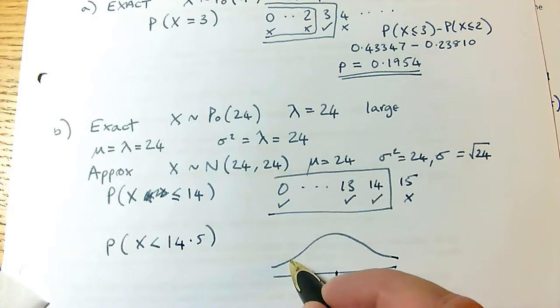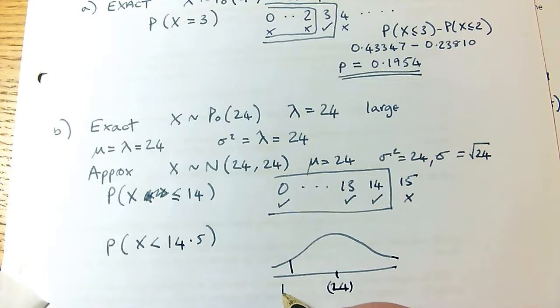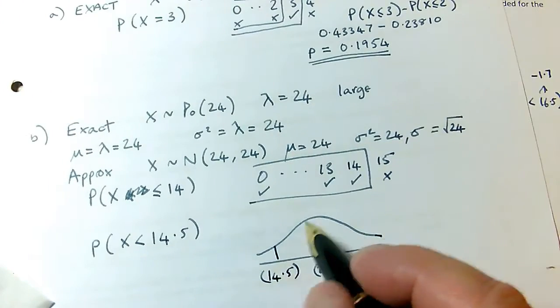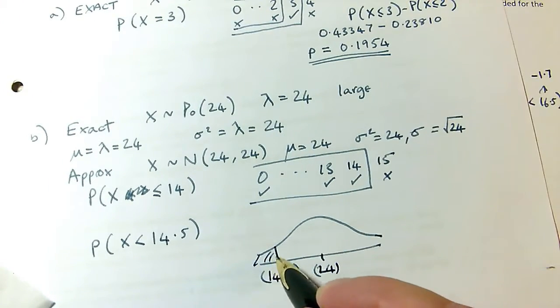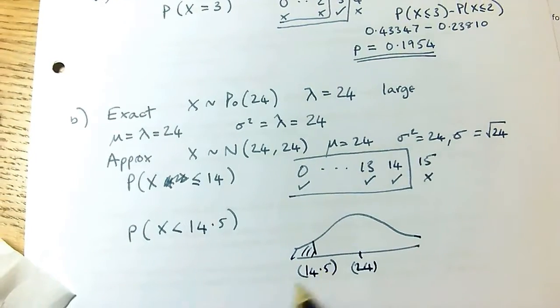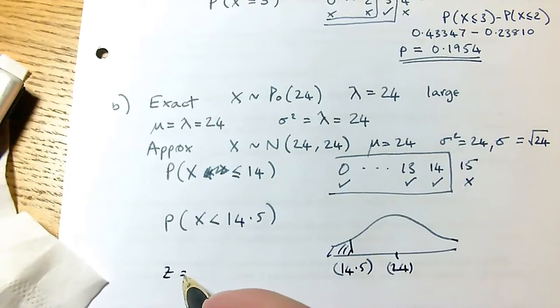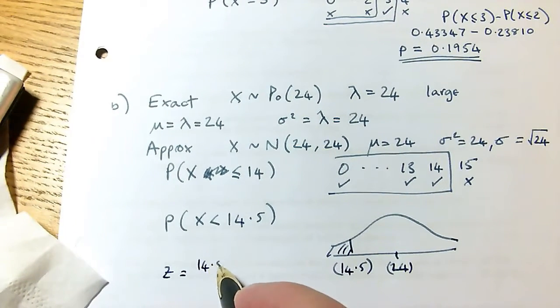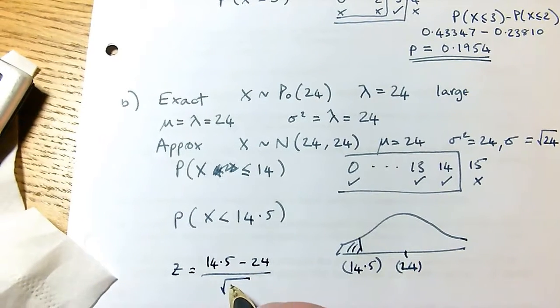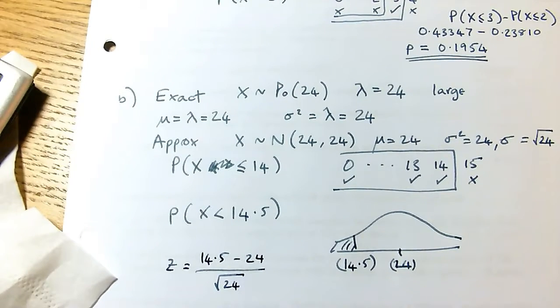Okay, I've got the value of 14.5 down here. Quite low. So I need to work out the probability of being less than that. Therefore I'm going to get a z value. So z equals 14.5 minus the mean 24, divided by sigma, not sigma squared, so that's the square root of 24. Okay, do that on the calculator.